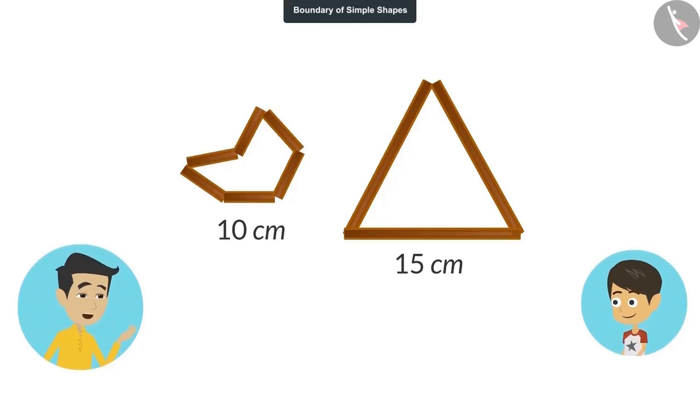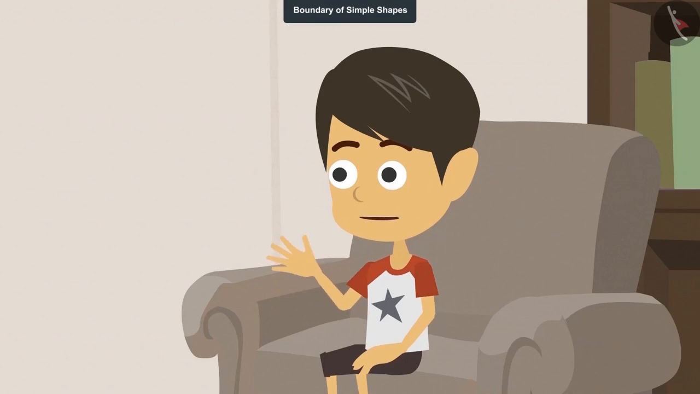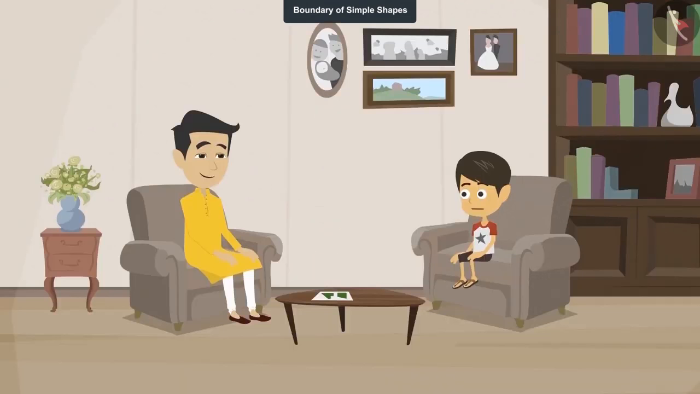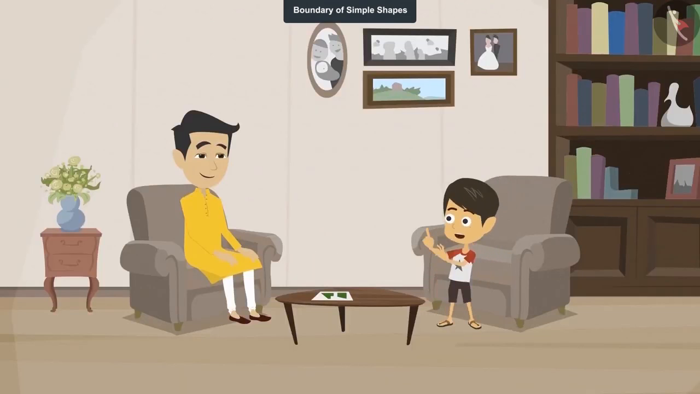Absolutely right. That means the number of edges of a shape does not affect the length of its boundary. Yes, now I understand. Let's go to the market now and buy some wire for the farms.